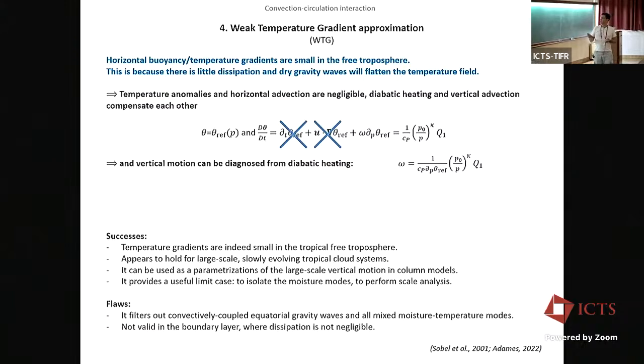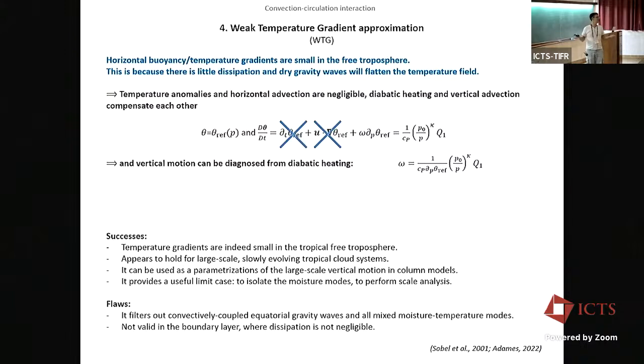And that's why it was used for parametrizing sometimes the vertical motion in column models. And it works pretty well. So that's why you've heard WTG maybe 3 or 4 times already this week. Well, of course, we have to be at a certain scale that's larger than the mesoscale, essentially. And in theory, it also provides a fairly interesting limit case, as we saw yesterday with the moisture modes.